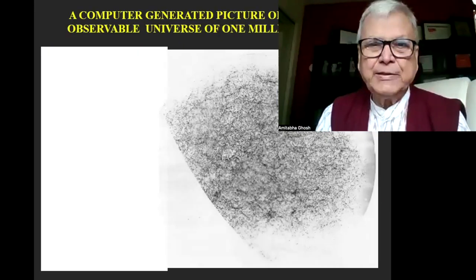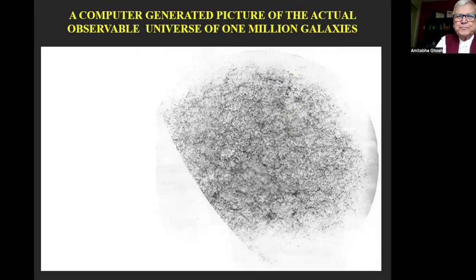This is the computer generated picture of the actual observable universe of 1 billion galaxies. In this figure, each dot, it is not so easy to separate a dot. The whole thing looks like light, but each dot is actually a spiral galaxy, containing 1 to 10 lakh crore suns. So at least till 30 years ago, this was observable. Now you can see far more, but I don't have that plot.